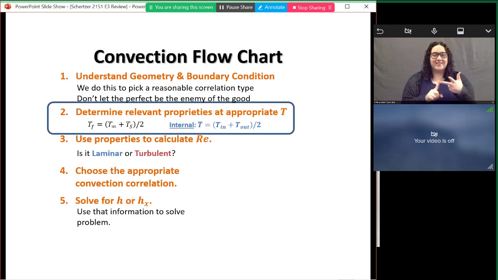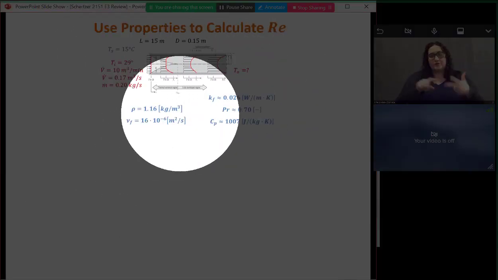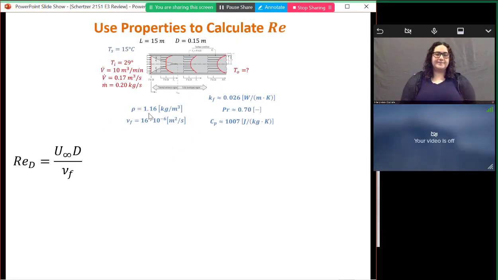So this should be step 3. My box is in the wrong place, right? So now we're going to calculate the Reynolds number. I just took an image of my sketch up here and all the properties. And I know that the Reynolds number is going to be the velocity at infinity, so the velocity coming into the pipe, or the average velocity, times the diameter divided by the kinematic viscosity.